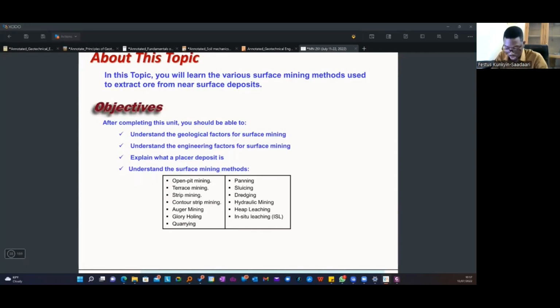What are our objectives? We want to understand the geological factors that influence our decision when we are going for surface mining, and then understand the engineering factors as well, and explain what a placer deposit is. And understand the surface mining methods, which are open pit, terrace mining, strip mining, contour mining, auger mining, glory holing, and quarry. And then we have other methods: panning, sluicing, dredging, hydraulicking, and then heap leaching and in situ, which are all solution mining.